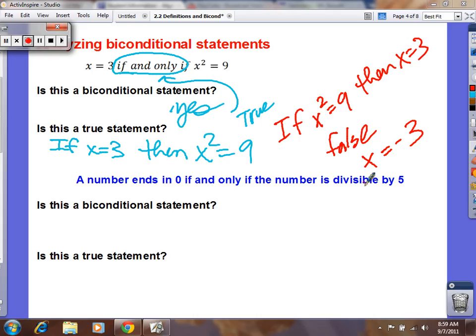First of all, is this a biconditional statement? Yes. How do you know? Yes, because of this right here: if and only if.